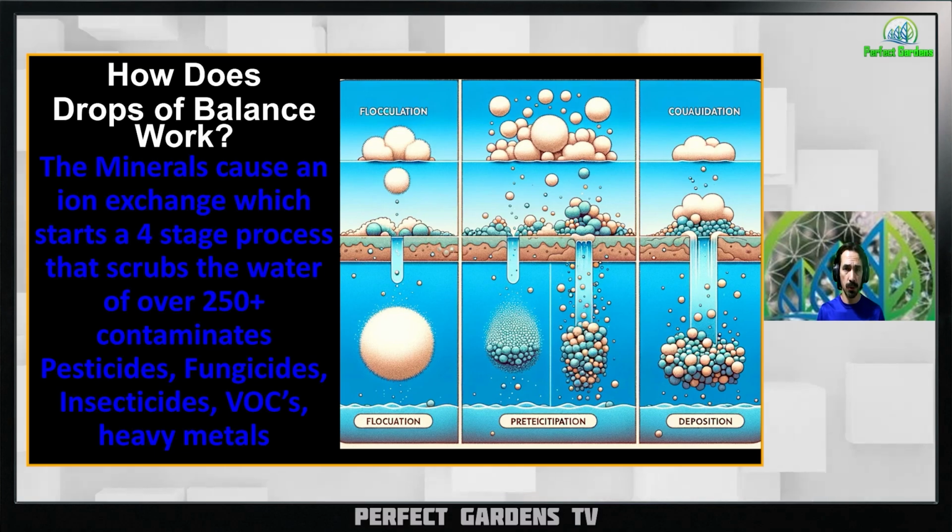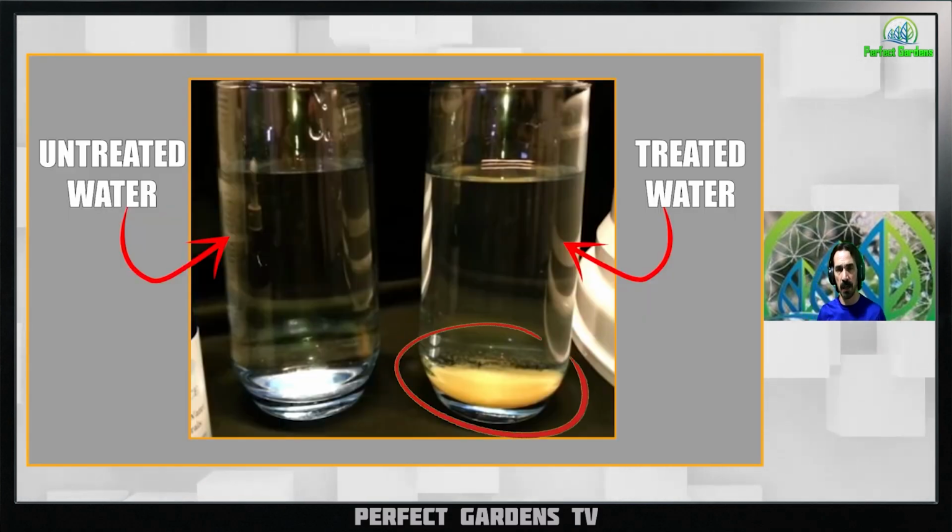So when you put Drops of Balance in the water, whether it's at 1 ml per gallon or 5 ml, if you use it at 1 ml, it's going to happen a lot slower. At 5 ml, it's going to happen a lot faster. So you're going to start to see a flocculation, a precipitation, a coagulation, and a deposition, where literally the material falls out of the water.